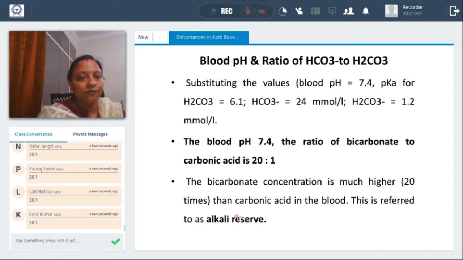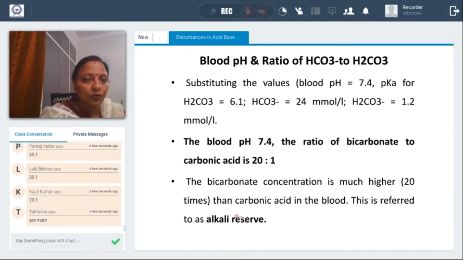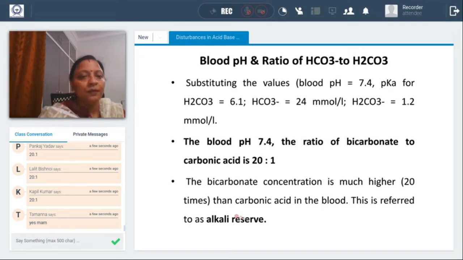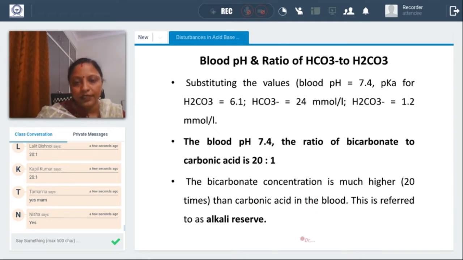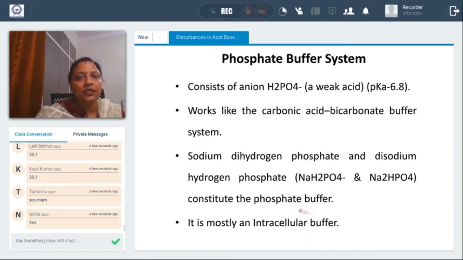When blood pH is 7.4, the ratio of bicarbonate to carbonic acid is 20:1. The bicarbonate concentration is much higher, 20 times, than carbonic acid in the blood. So this sentence is justified? Okay, clear. It is called alkali reserve.